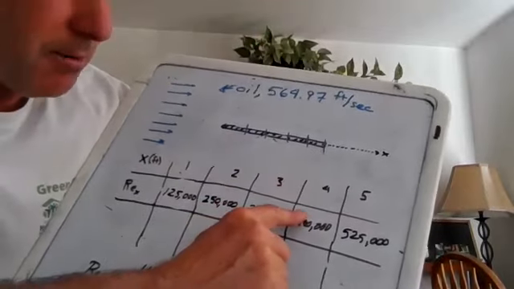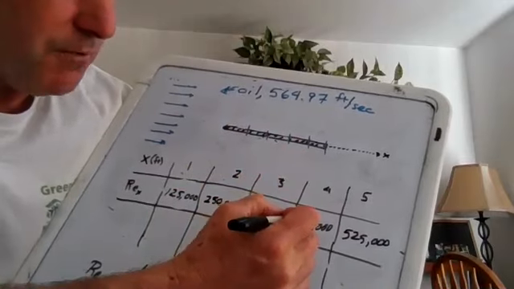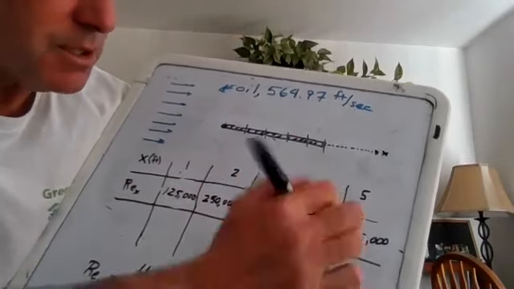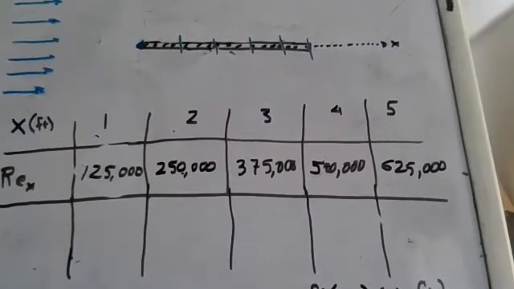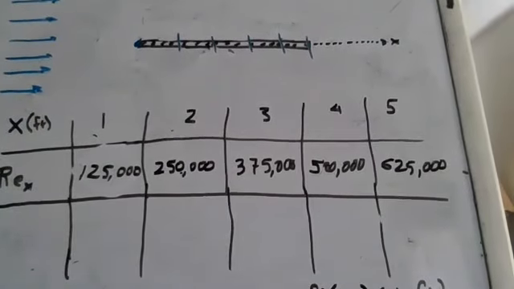By the way, I'm sorry, my math was poor here. This should be 500,000, and then this should be 625,000. Sorry about those numbers, 500,000, 625,000. Okay, good. All right.